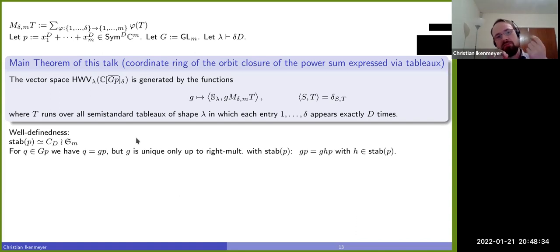And then for the well-definedness, one more thing is that if you have a point now, you want to define what is the value of your function on some point in the orbit. But the thing is, if you have a point in the orbit here, then the group element might not be unique. What's your group element that gets you to this point? So Q is in the orbit of P, so Q must be equal to GP, but G is not uniquely defined. It's only unique up to a right multiplication with a stabilizer. So you have a stabilizer of your point, of your power sum, and that is a wreath product of a bunch of cyclic groups and a symmetric group.